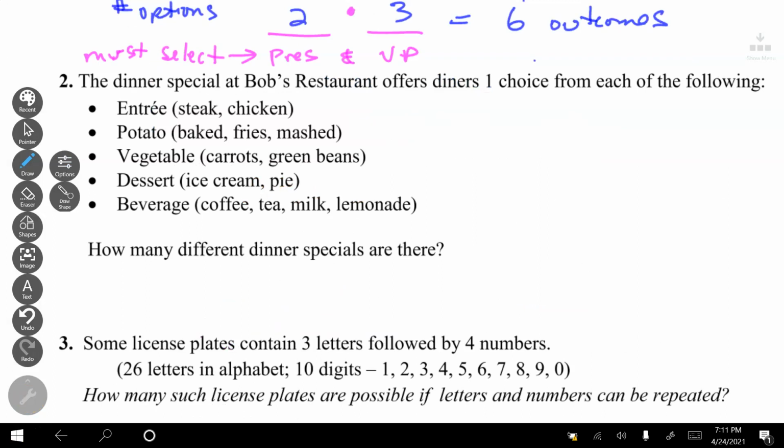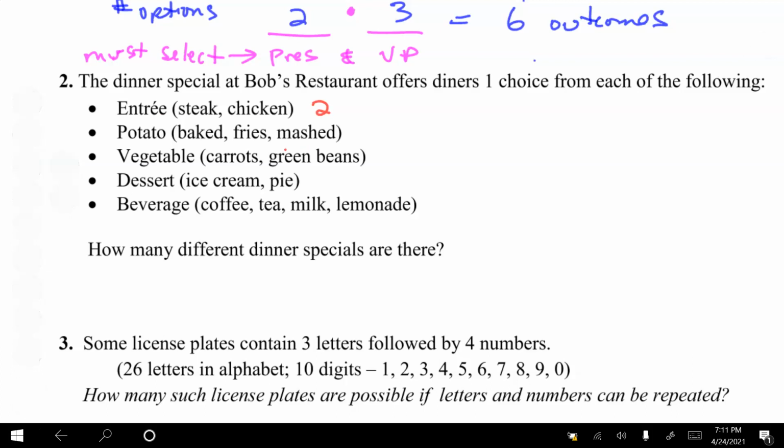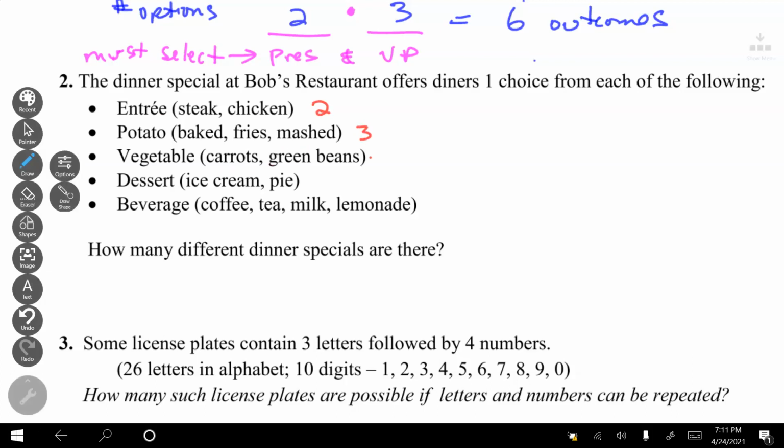Okay, Bob's Restaurant offers diners a choice from each of the following for some special. Entrees there are 2, potatoes there are 3, vegetables there's only 2 options. Green is not a single vegetable. Dessert there's only 2. Ice is not a dessert. And beverage I see 4. So how many different specials are there?